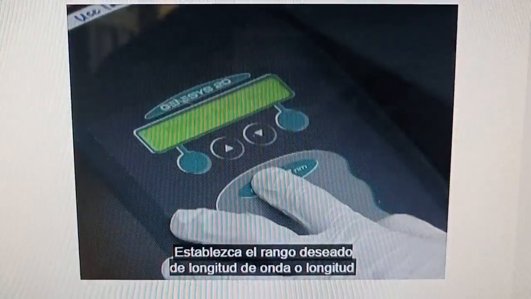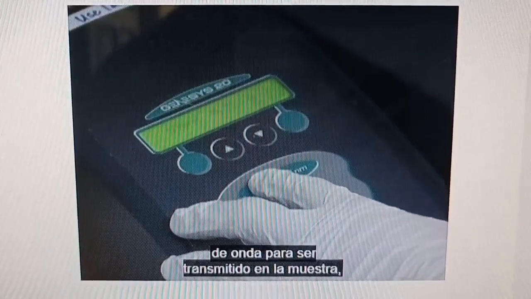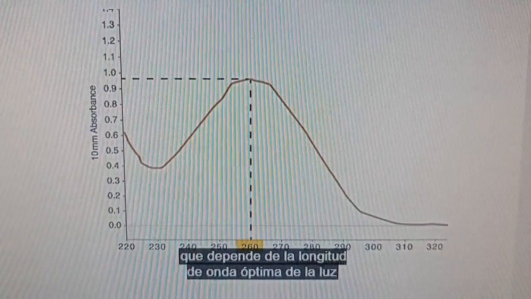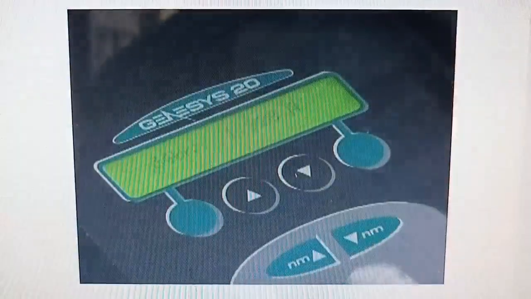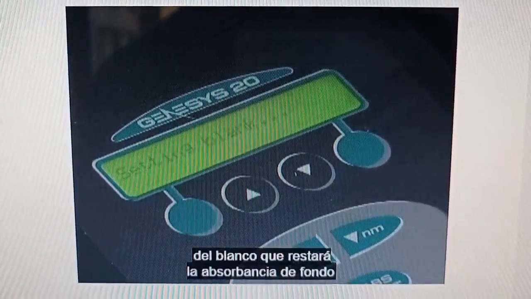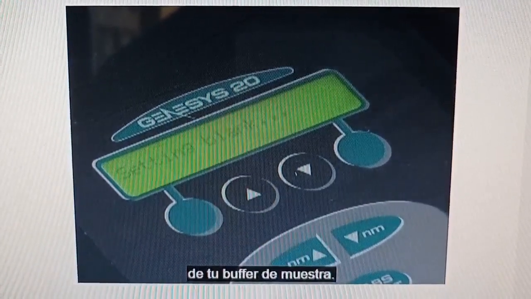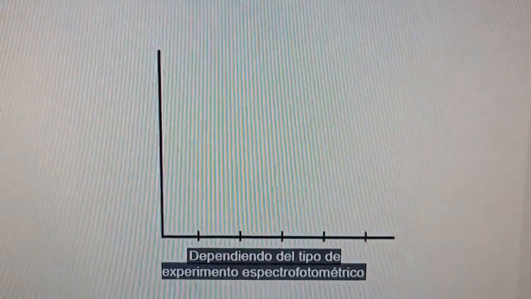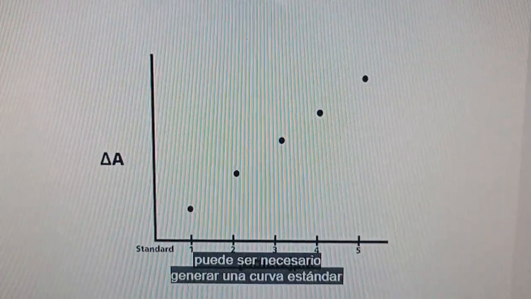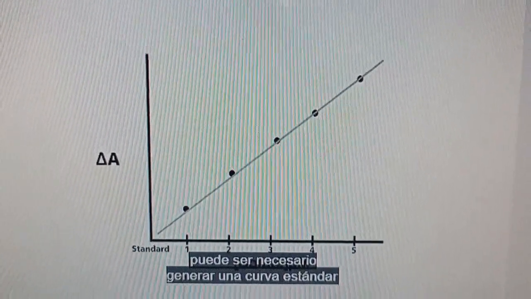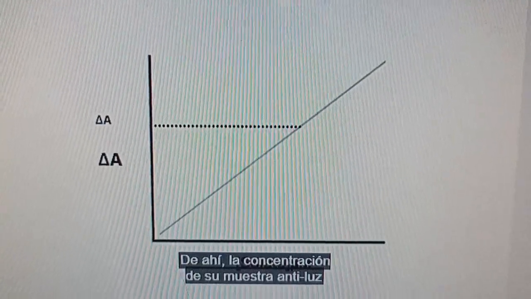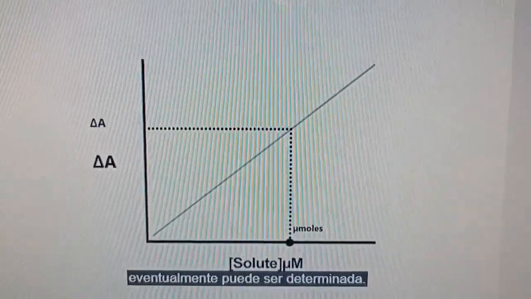Set the desired wavelength or wavelength range to be transmitted at the sample, which depends on the optimal wavelength of light that the analyte absorbs. Then, zero the instrument by taking a reading of the blank, which will subtract the background absorbance of your sample buffer. Depending on the type of spectrophotometric experiment you're performing, it may be necessary to generate a standard curve prior to sample measurement, from which the concentration of your sample analyte can eventually be determined.